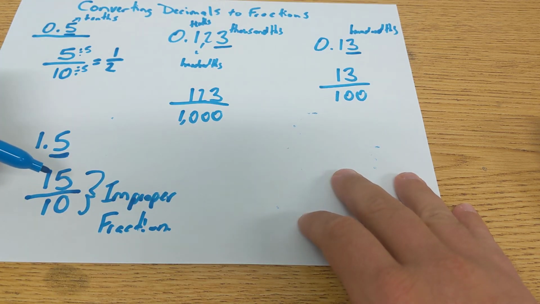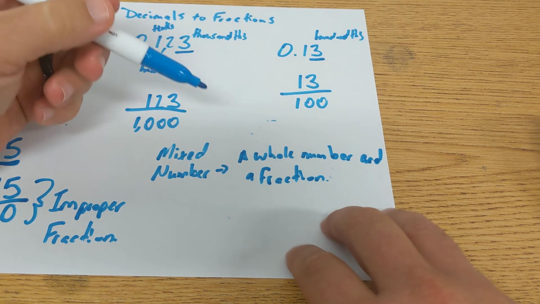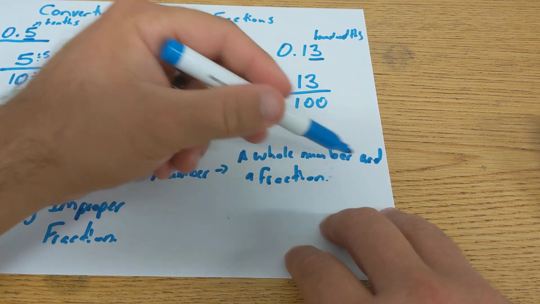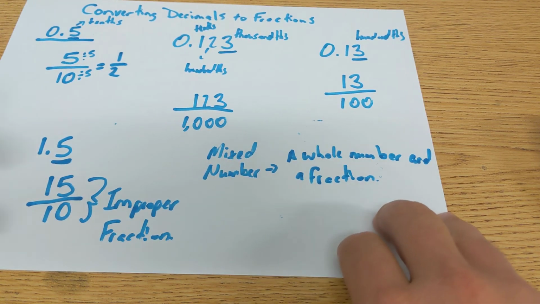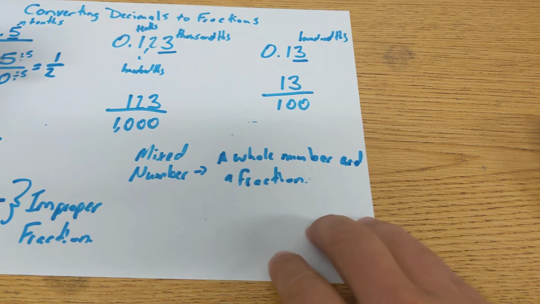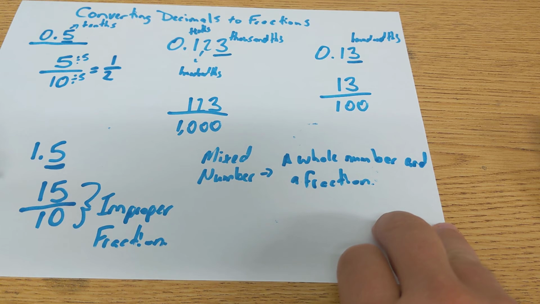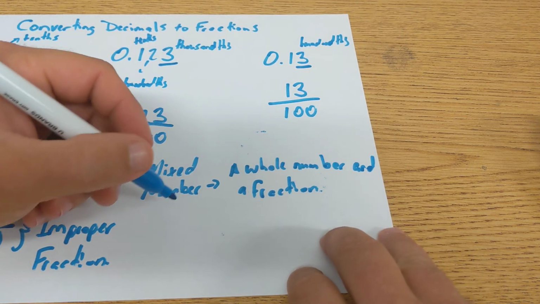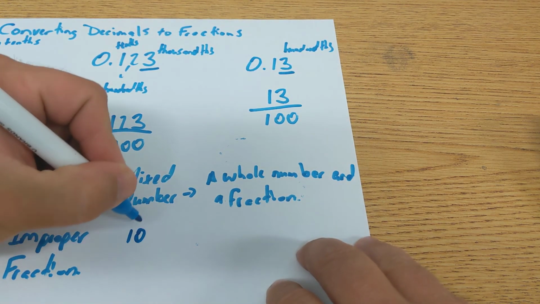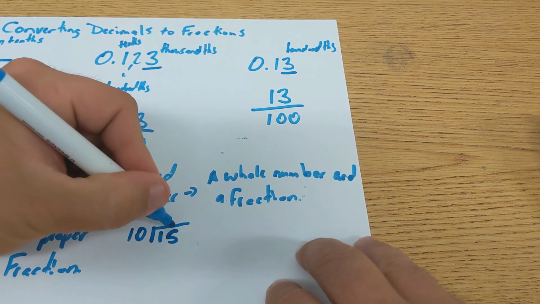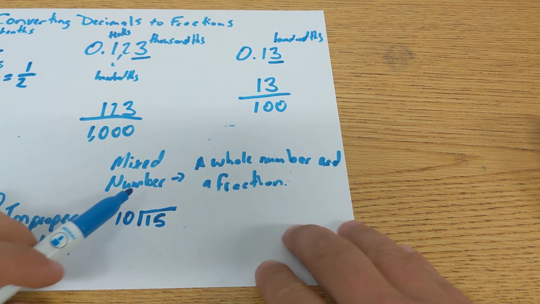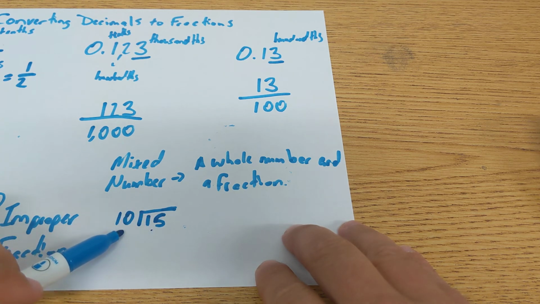An improper fraction. Now, sometimes we have to change our improper fractions to what is called a mixed number. A mixed number is a whole number and a fraction. So I'm going to change my improper fraction, 15 over 10, into a mixed number. And here's how I do that. Like I said, a fraction is a division problem. So I have my numerator divided by my denominator.